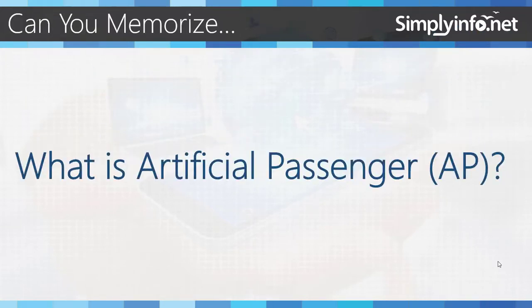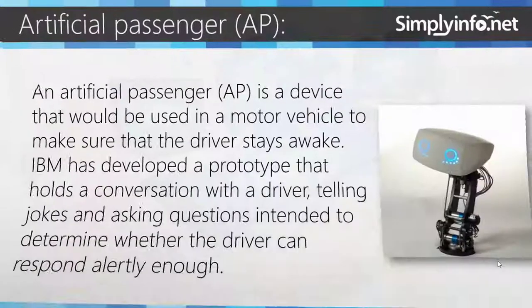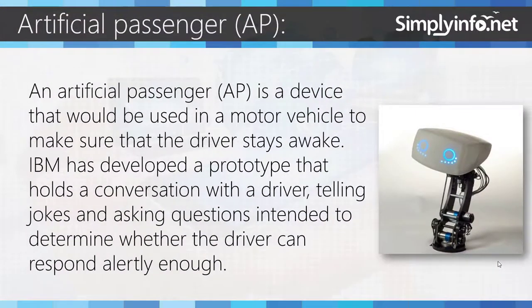So now, do you know what is an artificial passenger, AP? AP is a device that would be used in a motor vehicle to make sure that the driver stays awake. IBM has developed a prototype that holds a conversation with the driver, telling jokes and asking questions intended to determine whether the driver can respond alertly enough.